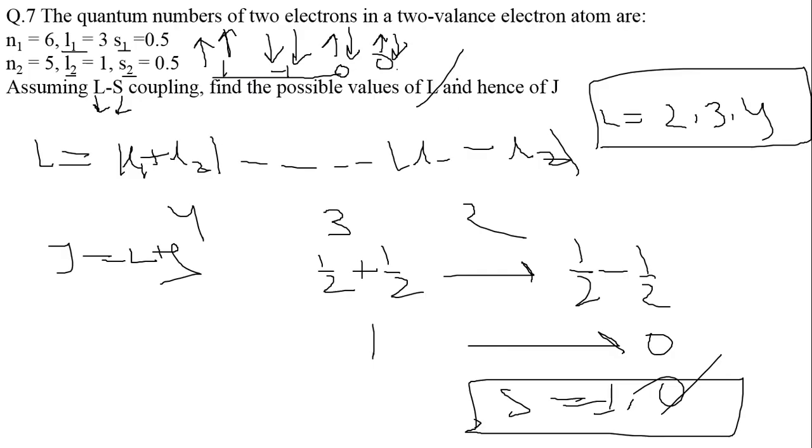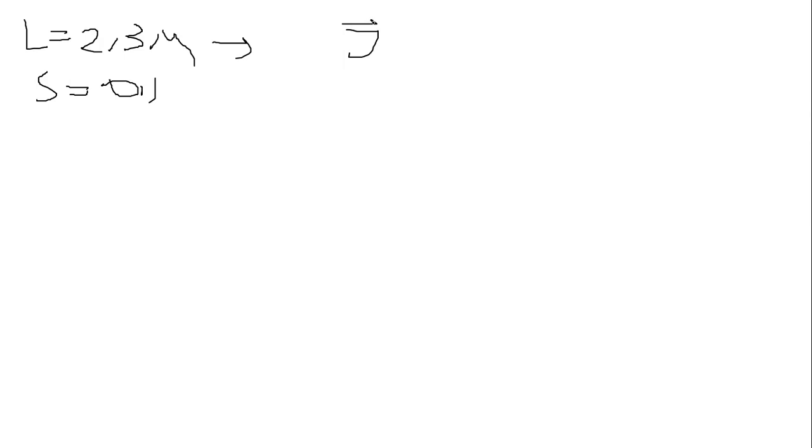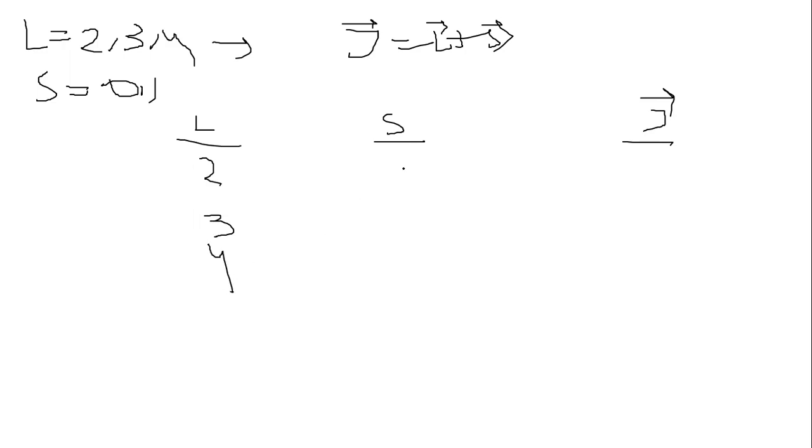So mathematically, what is J? J is the total angular momentum. So J is L plus S. So this is L, this is S. We want to calculate values of J. So L is 2, 3, 4. So we can write L is 2, 3, 4 and S is 0 for all cases. Then again for S equal to 1, L is 2, 3, 4. So S is equal to 1, 1, 1.